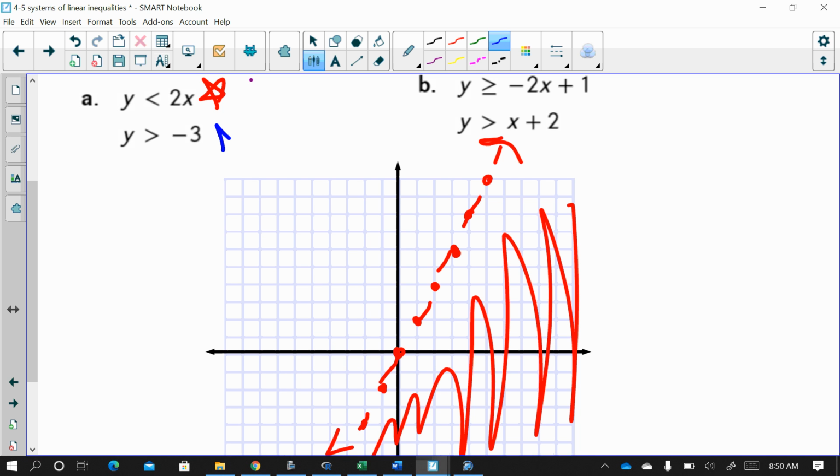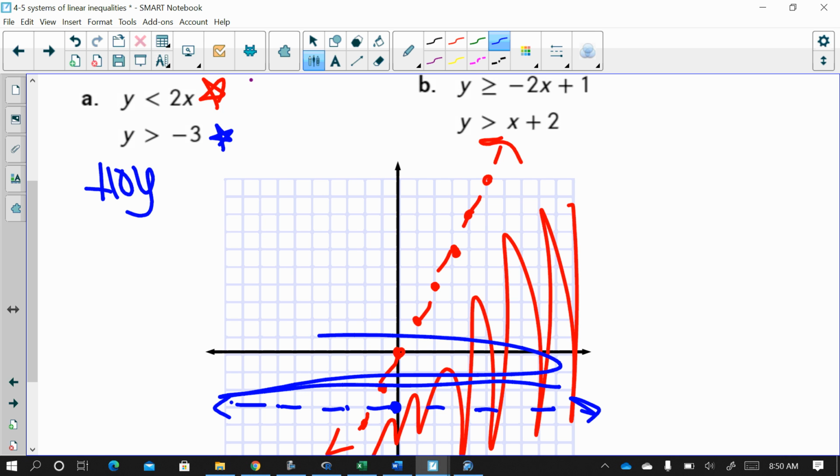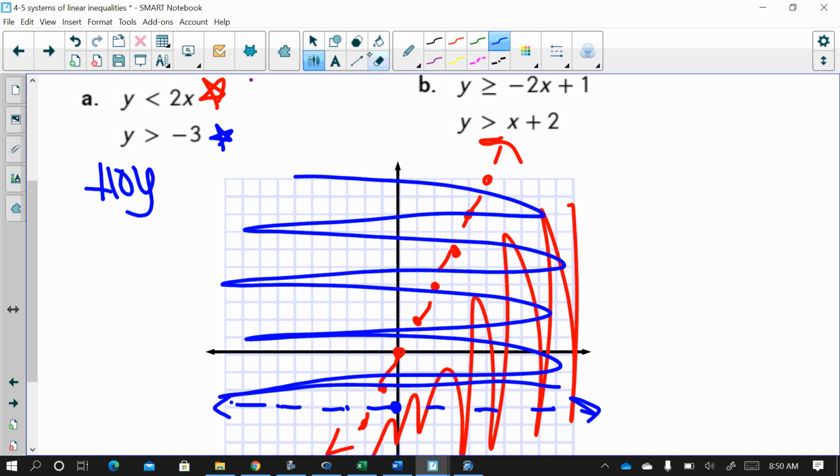The next one. y is greater than -3. There's no x, so this is just a horizontal line. -3 is right here, and it's horizontal. Solid or dashed? Not equal to, so it's going to be a dashed line. I am greater than, so I shade above the line. Where's my double shade? Double shade is right here. That's how you do that one. Pause the video and try letter B, please.